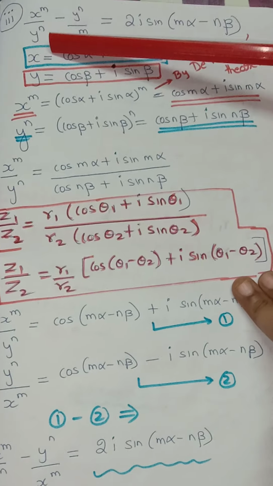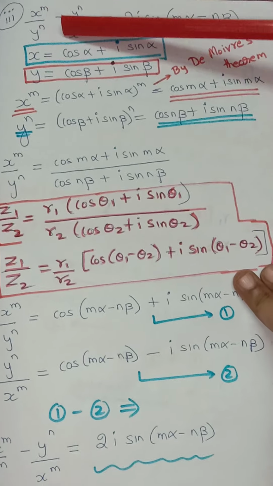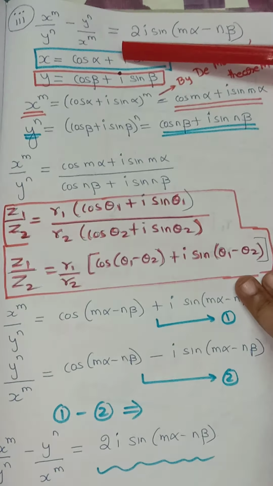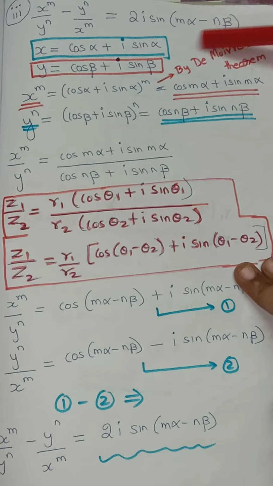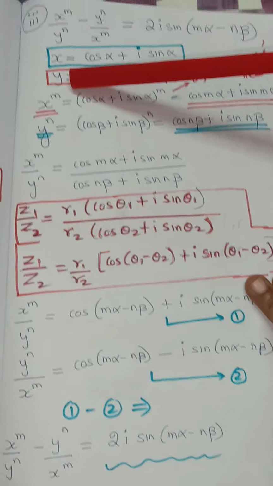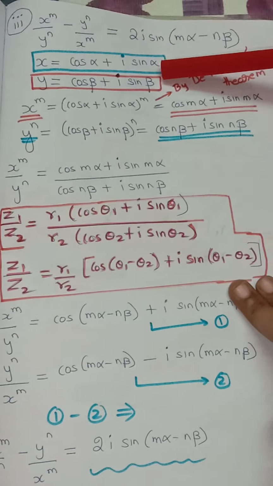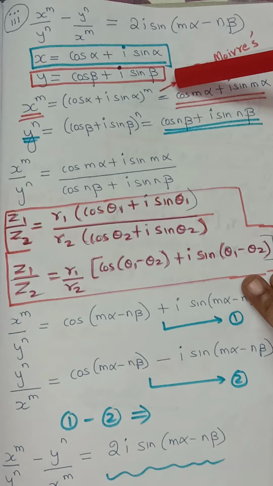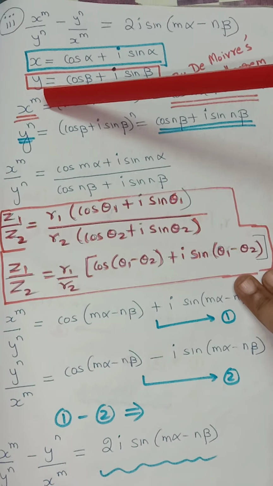Now let us see the third subdivision. x to the power m by y to the power n minus y to the power n by x to the power m is equal to 2i sin(m alpha minus n beta). This is what we are supposed to prove. So again let us start from the x and y values. We have found out already that x is cos alpha plus i sin alpha and y is cos beta plus i sin beta. Now since we have x to the power m, let me find out x to the power m.